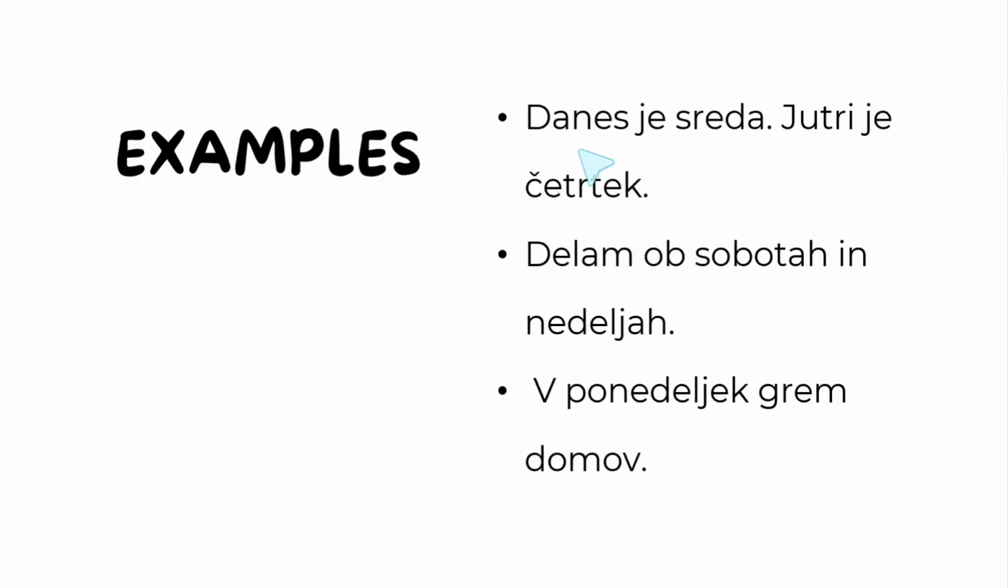So now we have some sentences based on the vocabulary we just learned. Danes je sreda, jutri je četrtek. Danes je means today is Wednesday, danes je sreda. Jutri je četrtek means tomorrow is Thursday. Jutri je means tomorrow is. Delam ob sobotah in nedeljah. Delam means I work. Ob sobotah means Saturdays, and nedeljah Sundays. So I work Saturdays and Sundays. V ponedeljek grem domov. V ponedeljek means on Monday. Grem means I'm going, and then home, domov. On Monday, I go home.